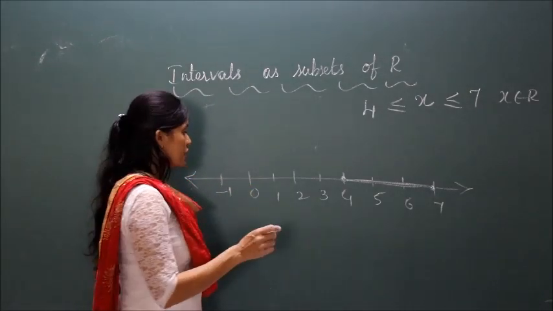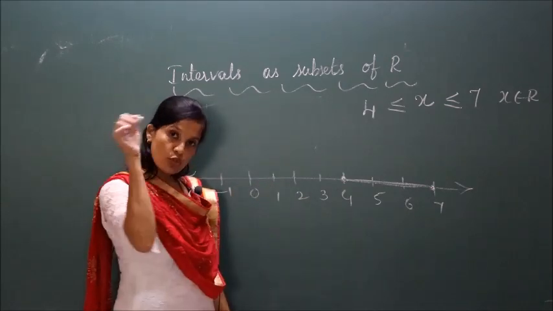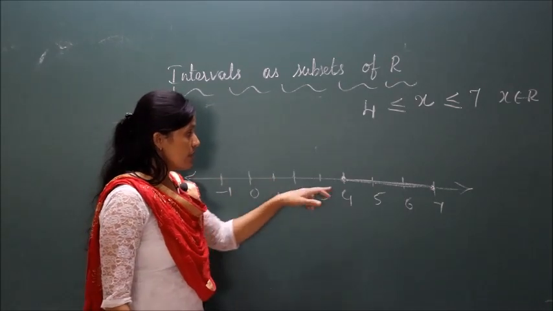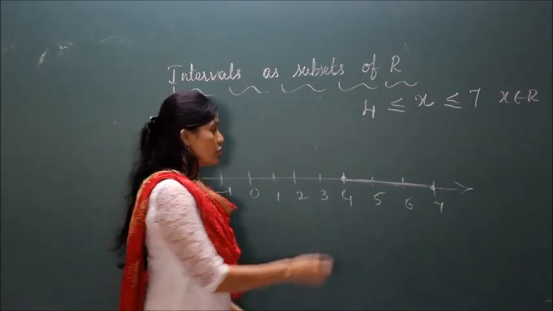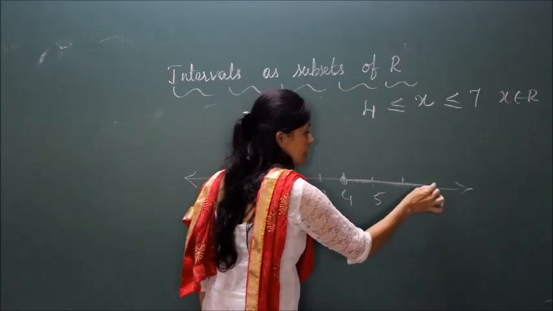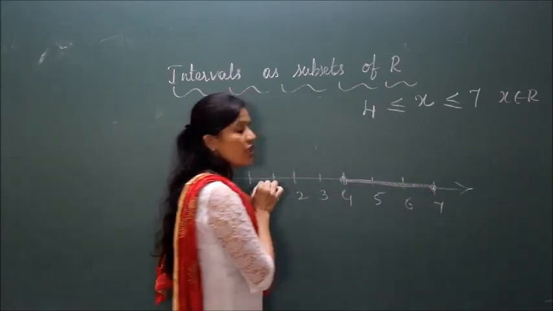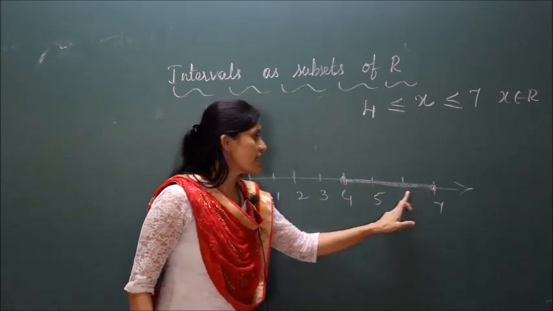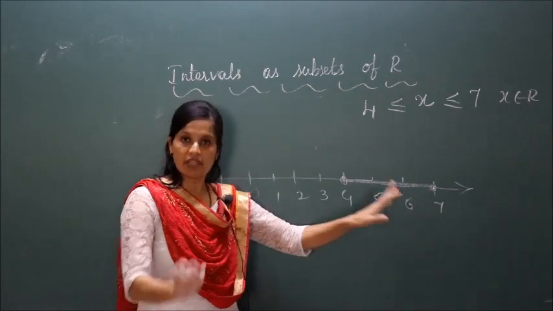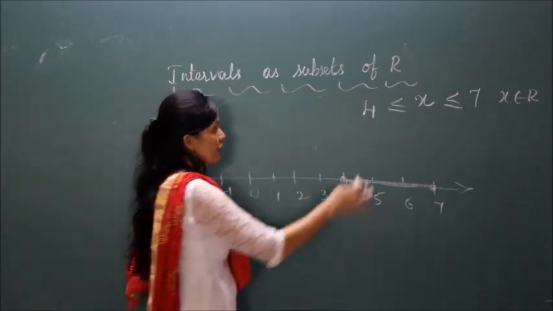In the previous cases, you must have observed, in the case of natural numbers, I just put dots on those numbers, but here it's not the case because you get infinitely many real numbers. So here one full dot, here one full dot, and in between you have to thicken the line. That means all the numbers are there in the set including 4 and 7. This is the meaning.